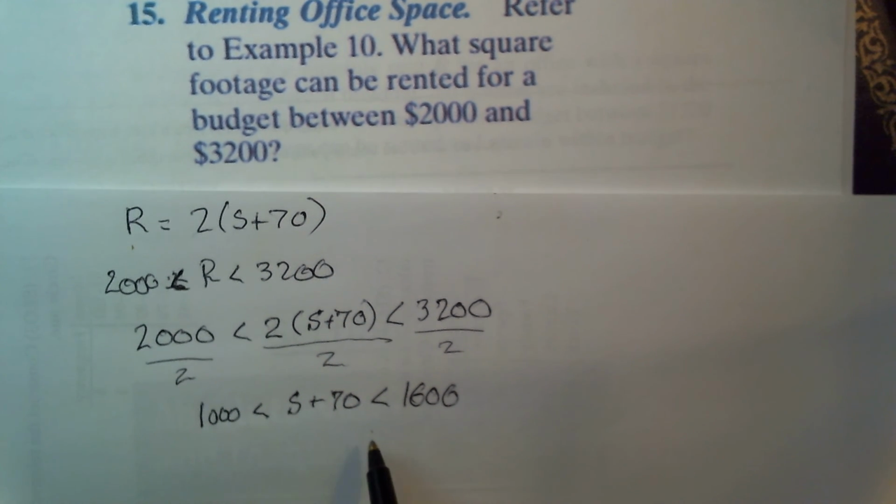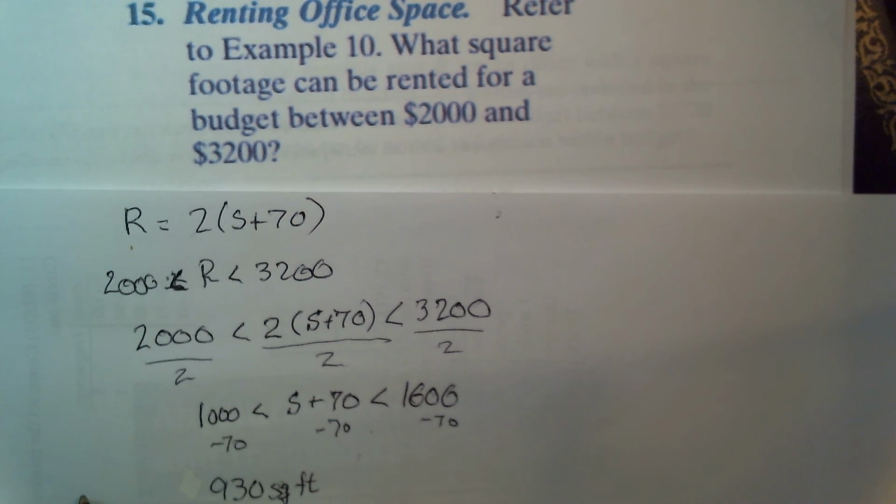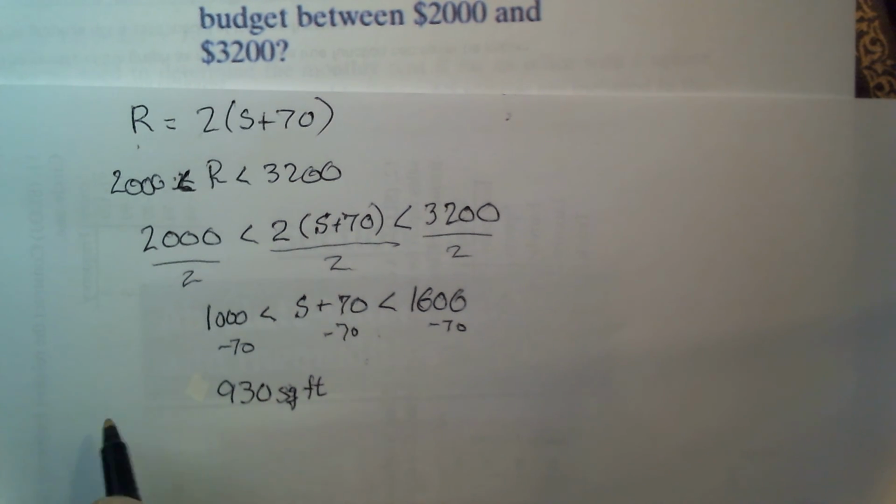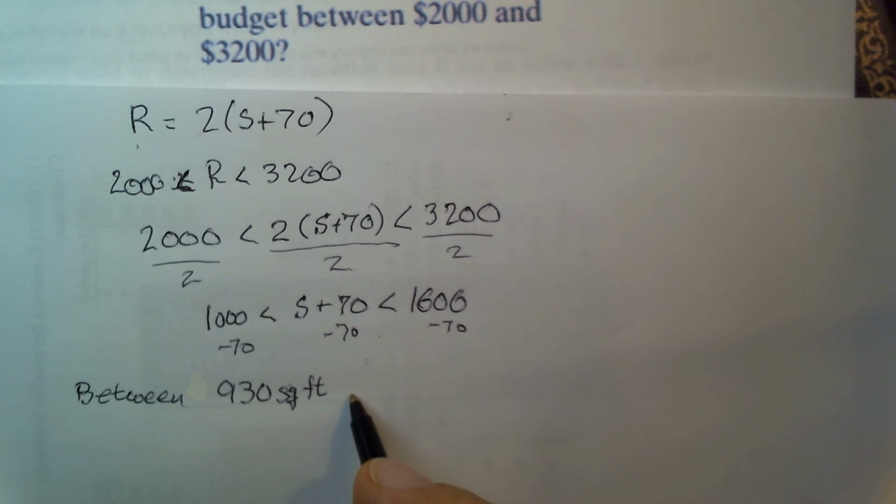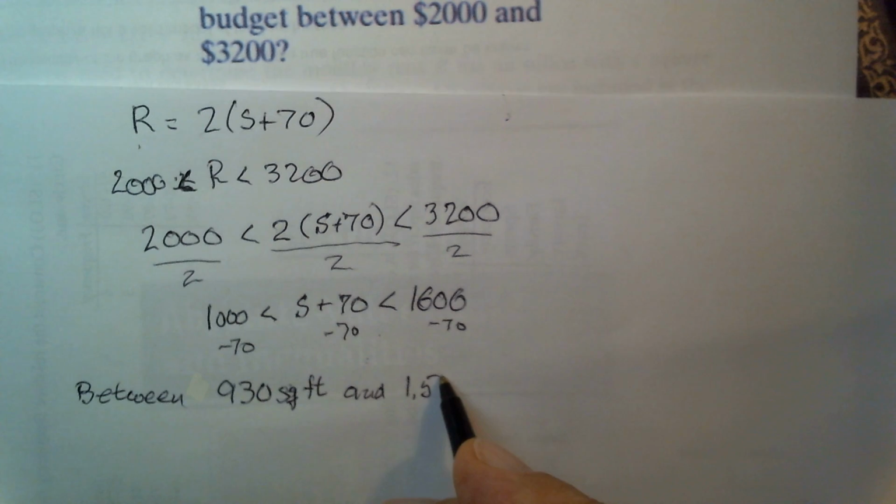And now all we need to do is subtract 70 in each part of the inequality. So then that becomes 930. No dollar sign here. So the answer would then be between 930 square feet, so maybe I should write between to make it clear, between 930 square feet and 1530, 1530 square feet.